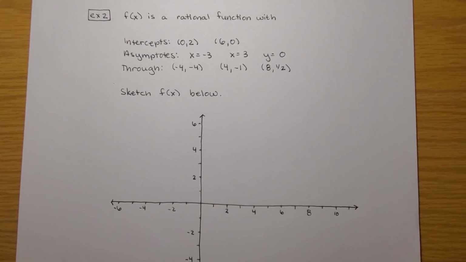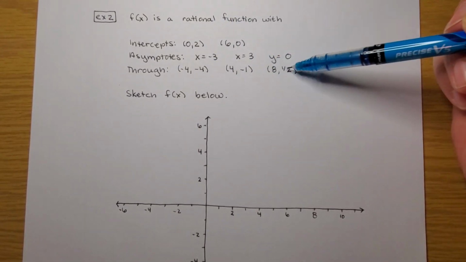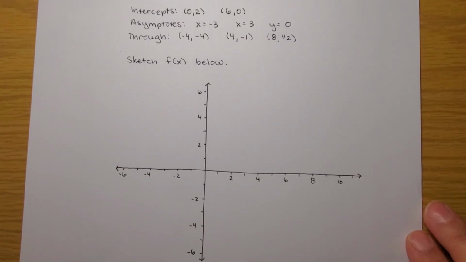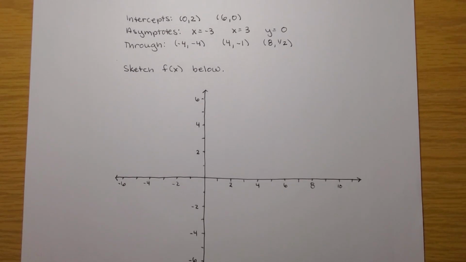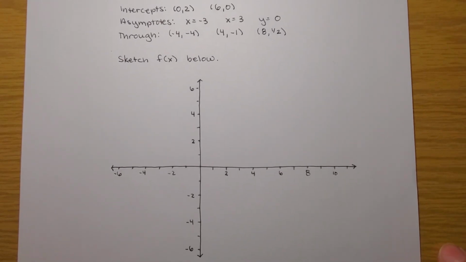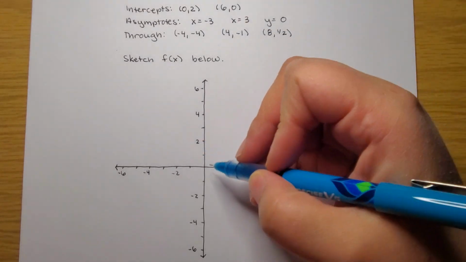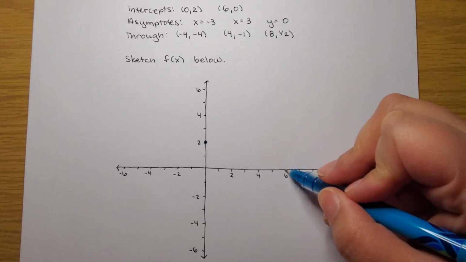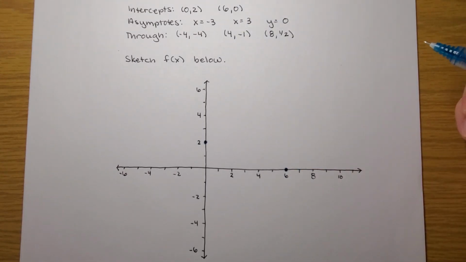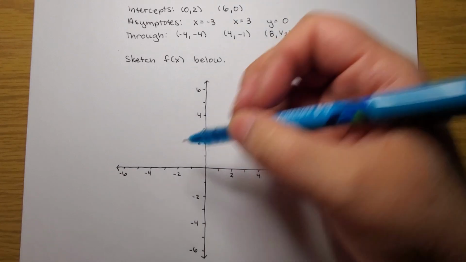So for this one, I'm just going to go ahead and plot the points they tell us. They tell us some intercepts, as well as some particular points it's going to go through. And again, if you want to pause the video here and copy down that information, feel free to do so. But I might be able to fit it all on screen at once this time. Okay, so I've got to plot (0, 2), (6, 0), so that's my x-intercept. My asymptotes are x is -3, x is +3.